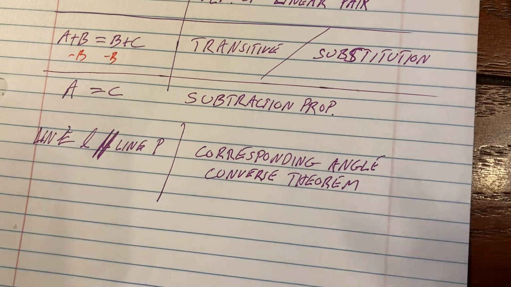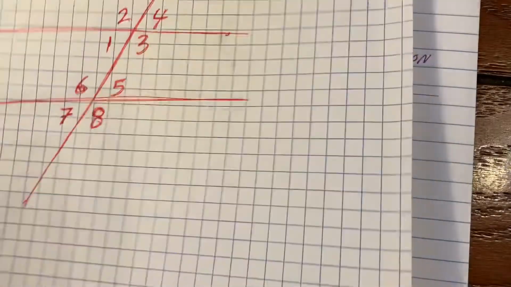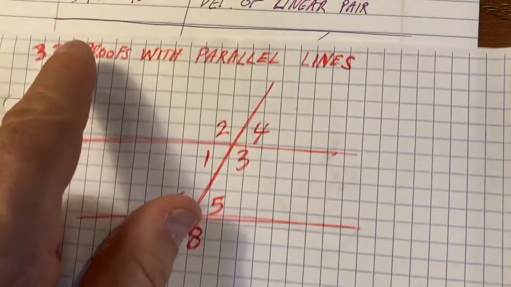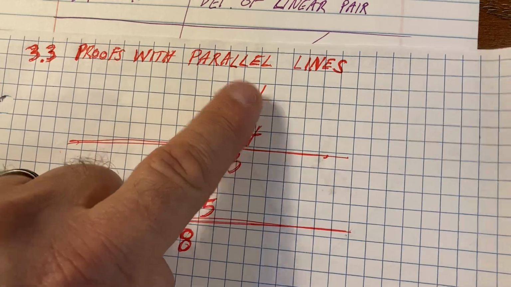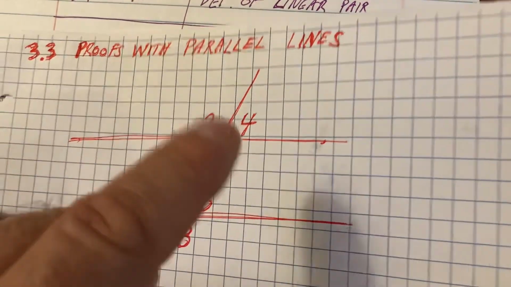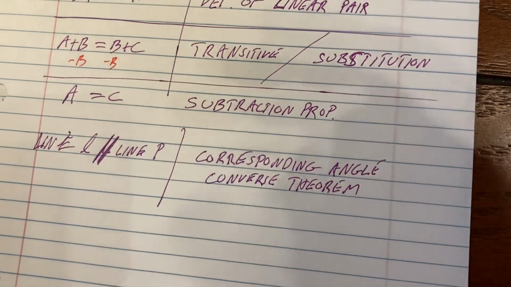Ugh. Okay, so once again, this was 3.3 proofs with parallel lines. So you're going to have to do some work here. This one's not easy. The proofs are not easy. Proofs are never easy.